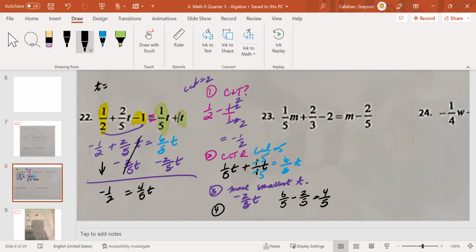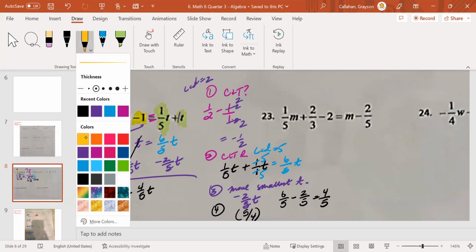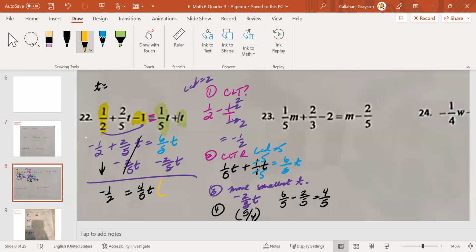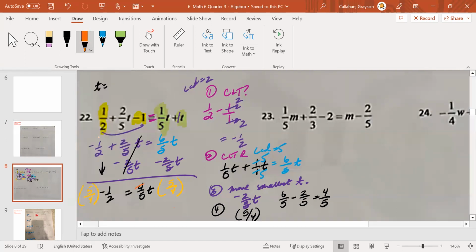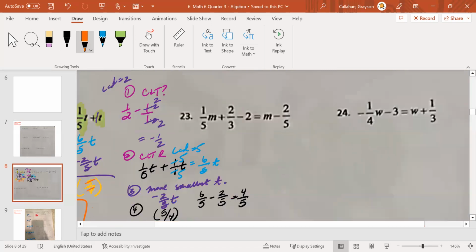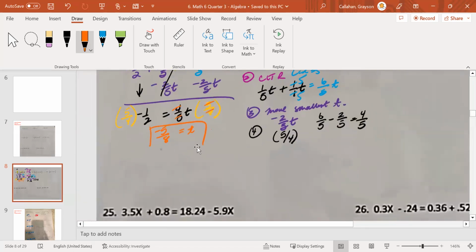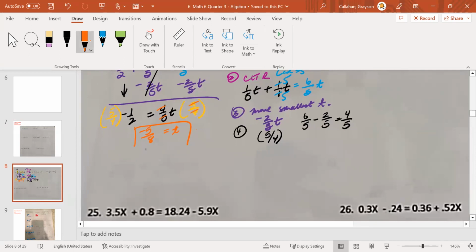Your last step is you want to multiply by the reciprocal, which is you flipping the 4/5, which is a 5/4 on the right side and 5/4 on the left side. So when that happens, the 4 cancels, the 5 cancels. t is now by itself, which is -5/8. And that is your answer for this question here.